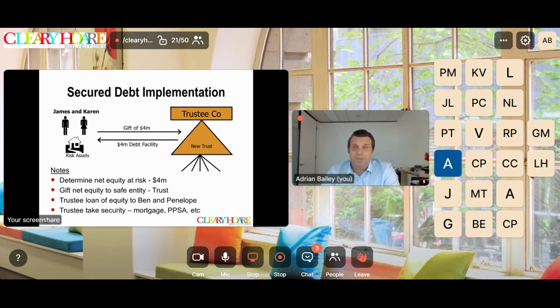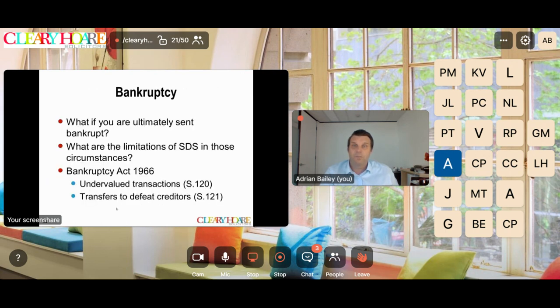The trust then lends that amount back to the clients, and like any other lender, we'll want to take a mortgage over real property and a security interest over personal property. So that now our trust is elevated to a secured creditor. Of course, we still need to think about those clawback provisions, which we've outlined in terms of the Bankruptcy Act.